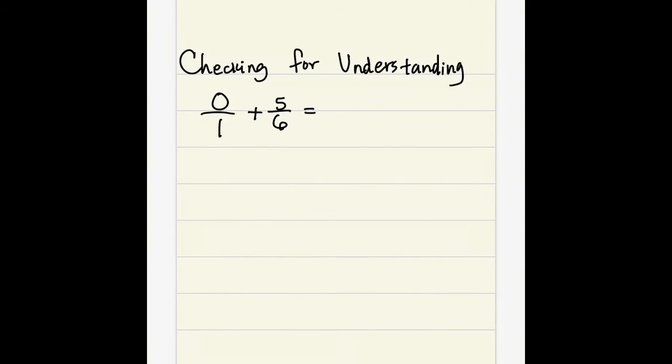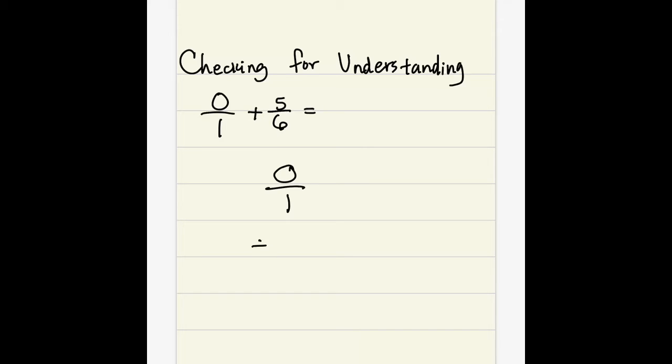Okay, checking for understanding. At this moment, it would probably be good for you to stop the video, work this problem out, come back to the video, and check your work to make sure you got it right. All right? So I'm assuming you stopped the video and you've come back and you're ready to check your work.